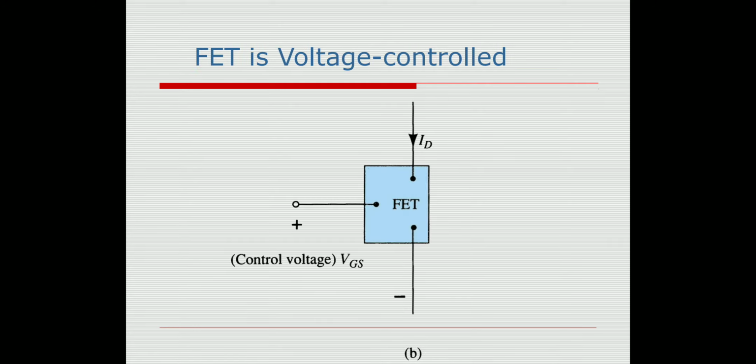But FET is a voltage control device. That means if we change the control voltage VGS, we can change the output current ID. Just for the time being, remember that BJT is a current control device and FET is a voltage control device.